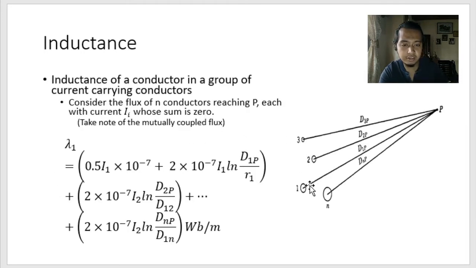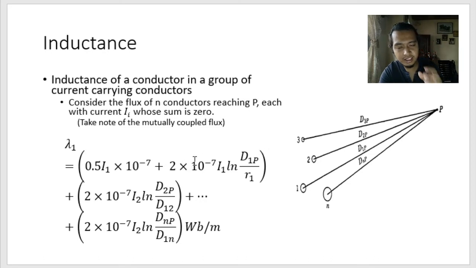So you have this length 1 to P, that's D2 of conductor 1. 2 to P is D2 of conductor 2. 3 to P is D2 of conductor 3, and so on and so forth. N to P is D2 of conductor N. So for the external, take note this is just for conductor 1. For the external inductance of 1, the external flux linkage will be this one. It's D1P, that is D2 over D1, which is the radius of 1. However, take note.